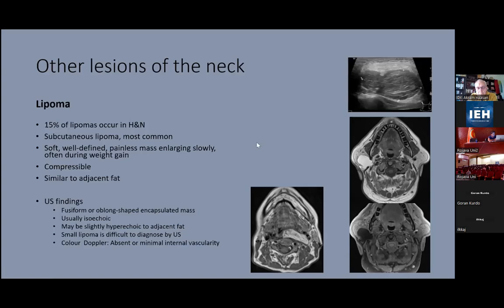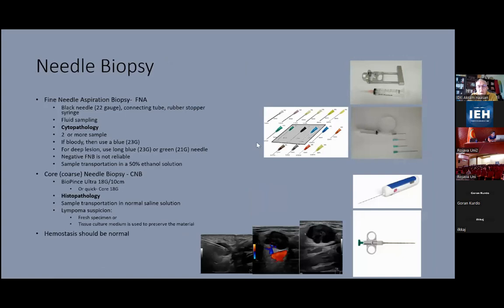Then we come to the needle biopsy. There are two types of biopsy, fine needle aspiration biopsy and core needle biopsy, FNA and CNB. In the fine needle aspiration, we usually use a 22 gauge needle, which is called a black needle. And this is the needle, and you have the connecting tube and then the syringe. Or you can use this device to suck the content of the lesion into the syringe.